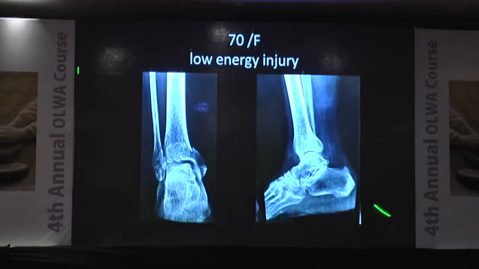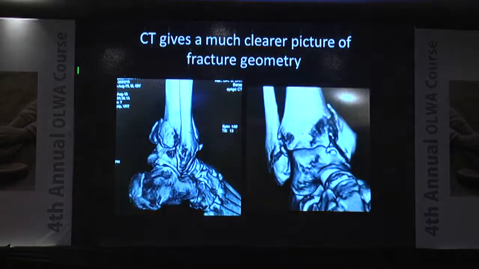So here is a 70-year-old female. It's a low energy trauma. The X-rays give you some idea, but this lateral X-ray looks almost normal. But when you get a CT scan done, you see that the patient has a low transverse fracture of the fibula, a vertical fracture of the medial malleolus, and then a big posterior lip fracture.